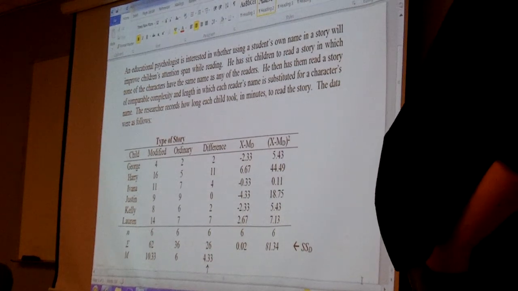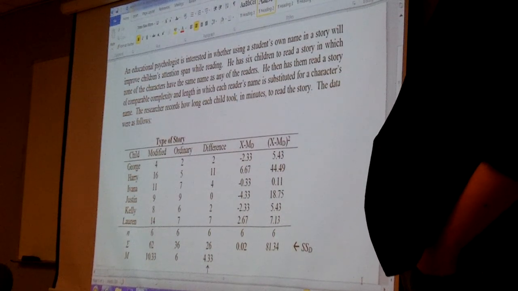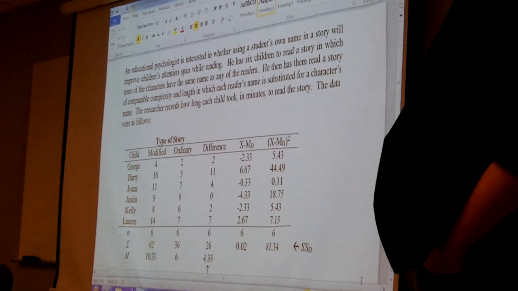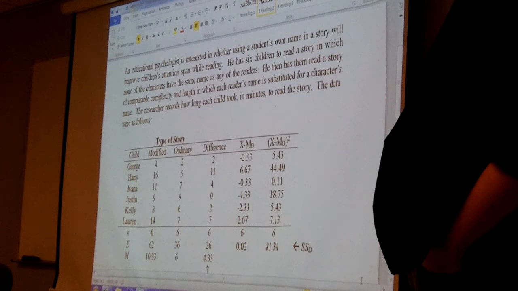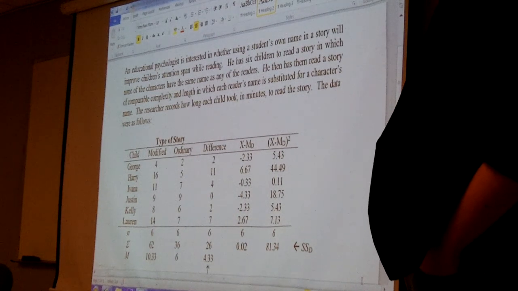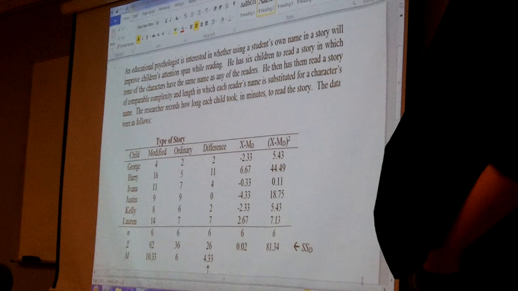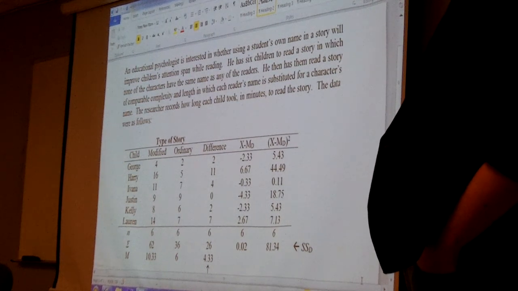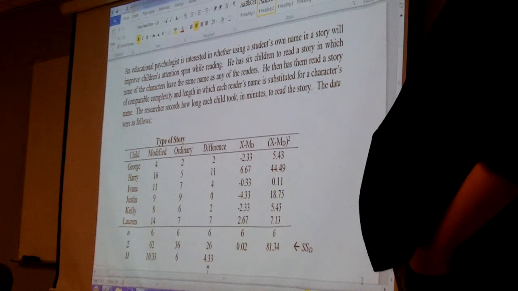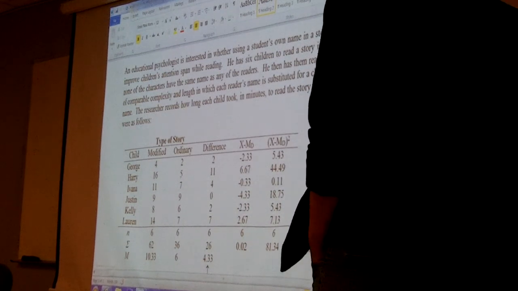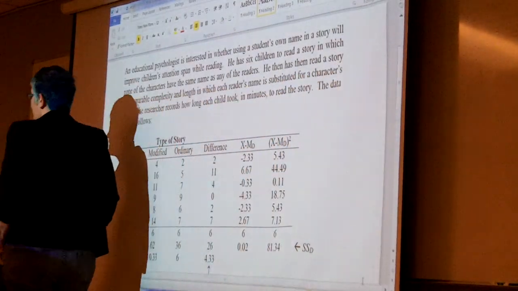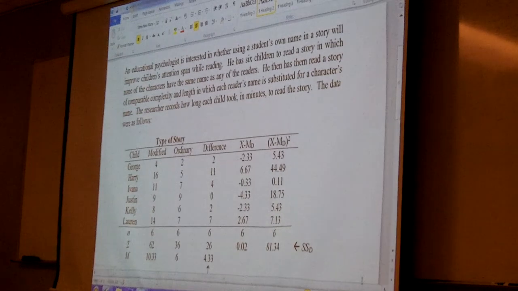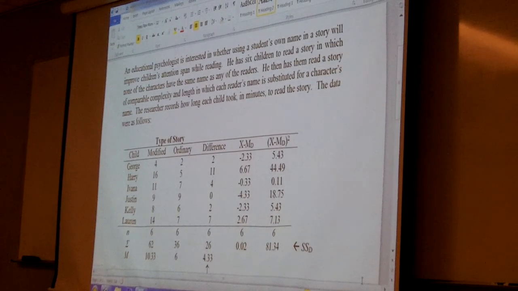It just now it's being done within subjects, okay? Meaning one group of kids, and now those kids are reading two different books, okay? Each child is reading a book that has a character with his or her name and a different book where none of the characters have the child's name, okay? So each kid is reading two books now. And we've got six kids now, George, Harry, Ivana, Justin, Kelly, and Lauren. And they're reading two books. They're reading a modified story and an ordinary story.